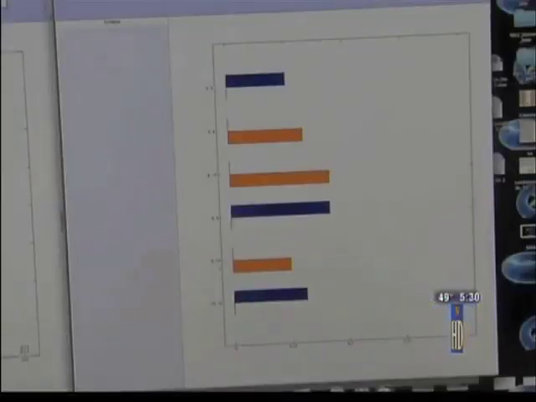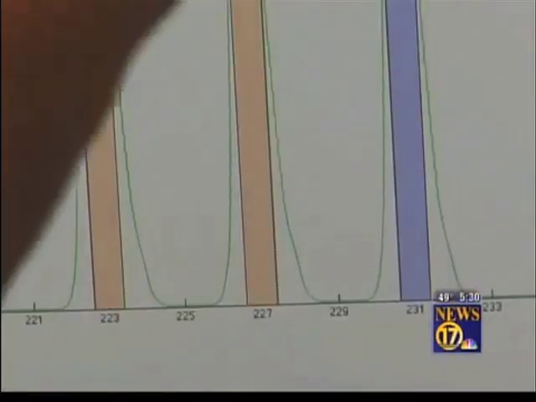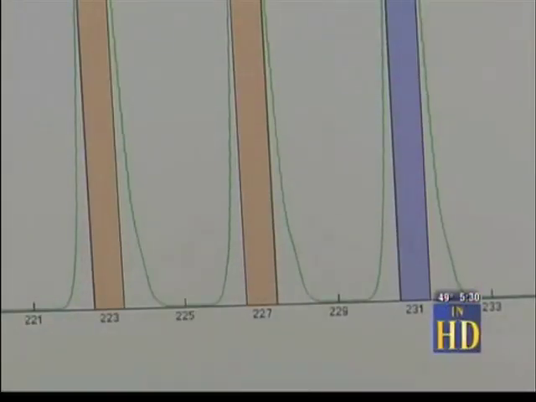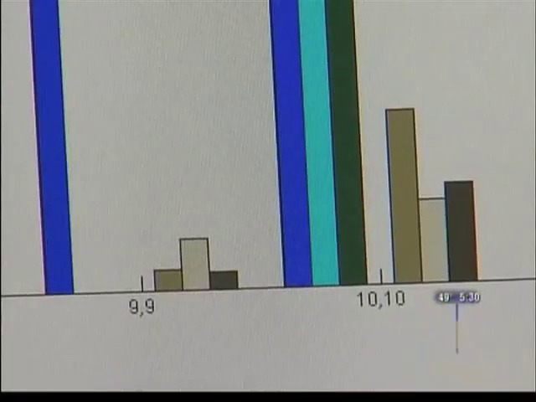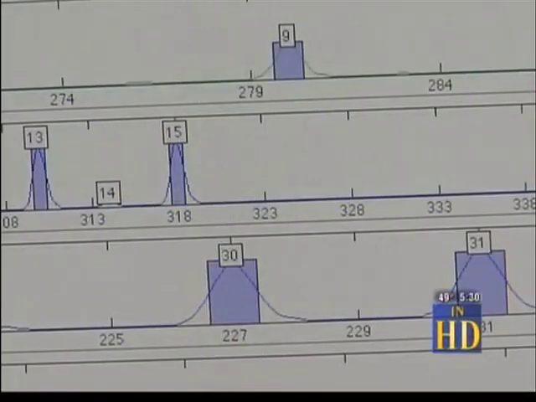TrueAllele is high-powered computer software that uses mathematical formulas to sort through contaminated evidence. This is the first use of TrueAllele west of the Mississippi, really. It can then pinpoint with a high level of confidence whether a particular person's DNA was present at the scene of a crime, even if they barely brushed an item.